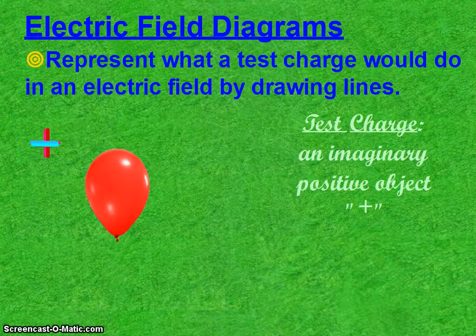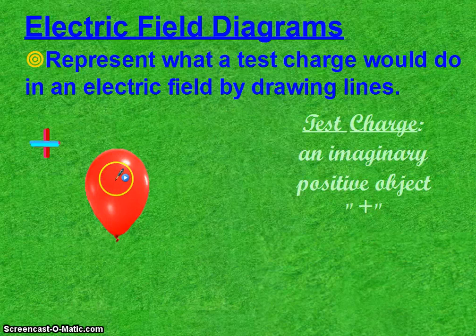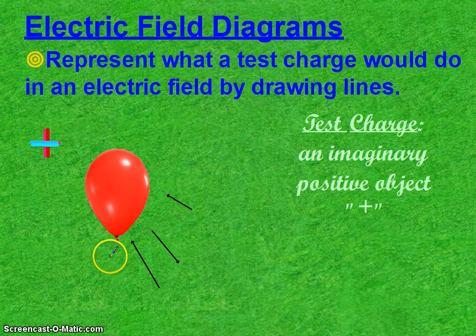So we can diagram electric fields. A diagram of an electric field works by showing what direction a test charge would go if it was placed near that. So if I have this negative balloon, it's always a positive test charge. No matter where I put my test charge, it's going to want to go towards the balloon.